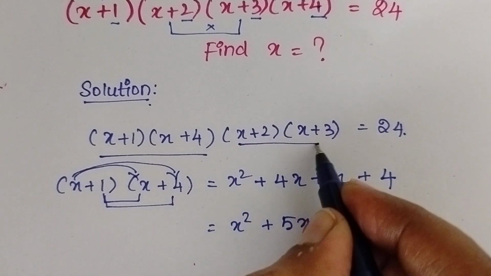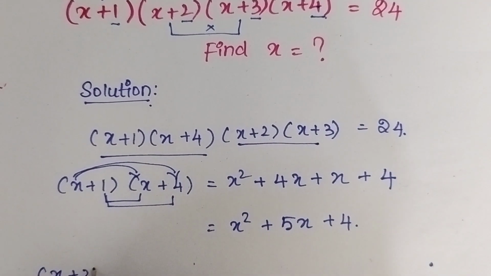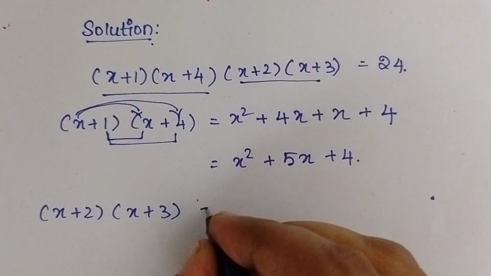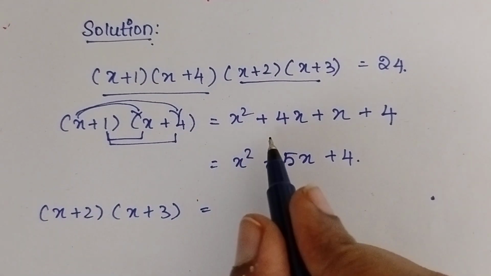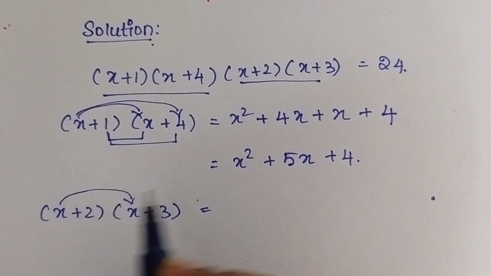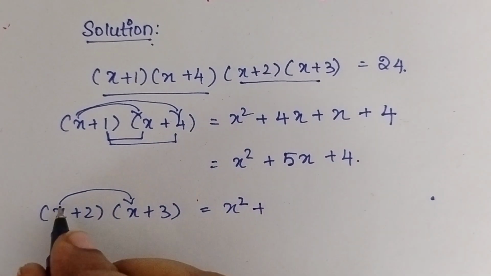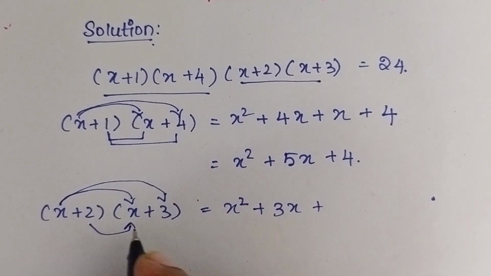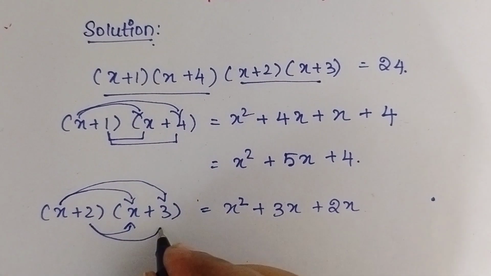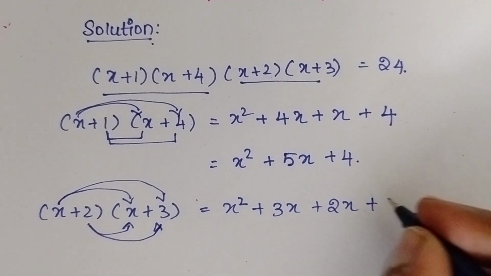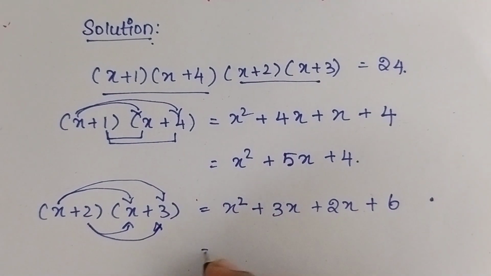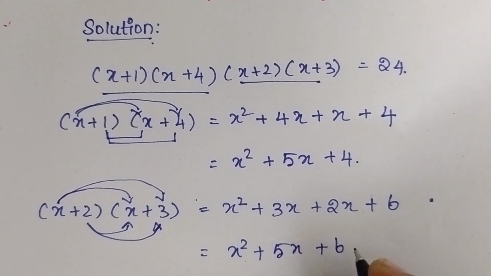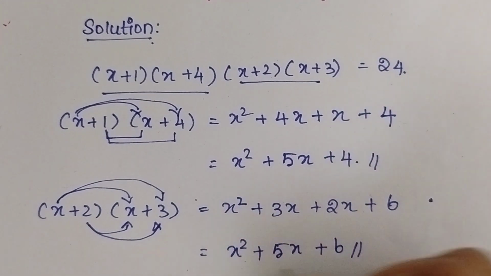Now I'm going to take these two terms, x plus 2 into x plus 3. This is for the two terms, which is equal to, so I'm going to multiply. Similarly, as we did before, x into x, x squared, plus x into 3, 3x, plus 2 into x, 2x, and 2 into 3, which is 6. So let's write 3 plus 2, 5. Therefore, 5x plus 6.